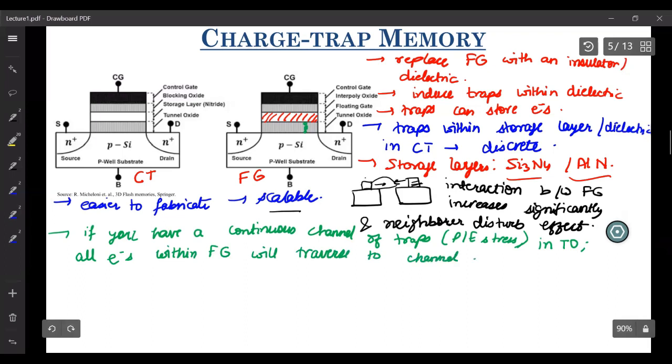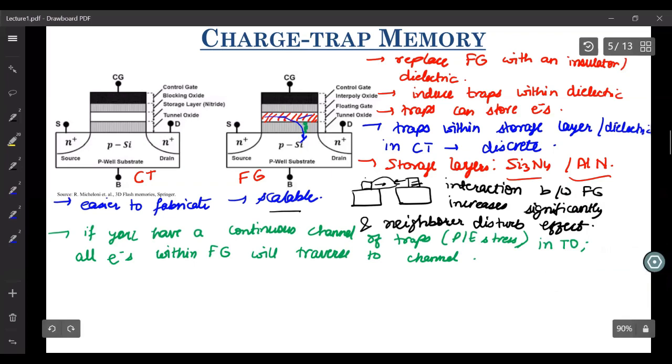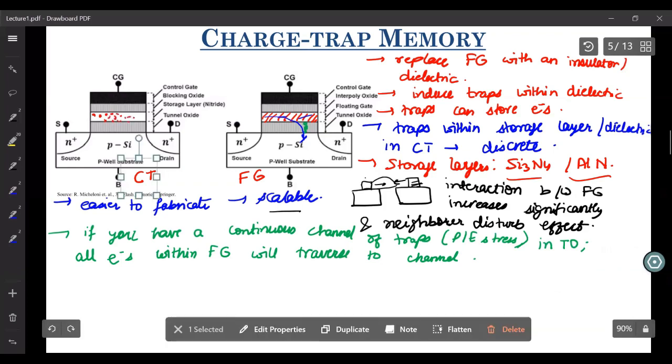Why so? Because this floating gate is a kind of metal, and all the electrons are free to move across the surface of this metal. So all the electrons which are stored in the floating gate, let me just show it over here, all the electrons on this floating gate go towards the channel through this kind of continuous channel of traps. However, in the case of your storage layer, that is nitride, you have discrete traps. You have discrete traps like this.